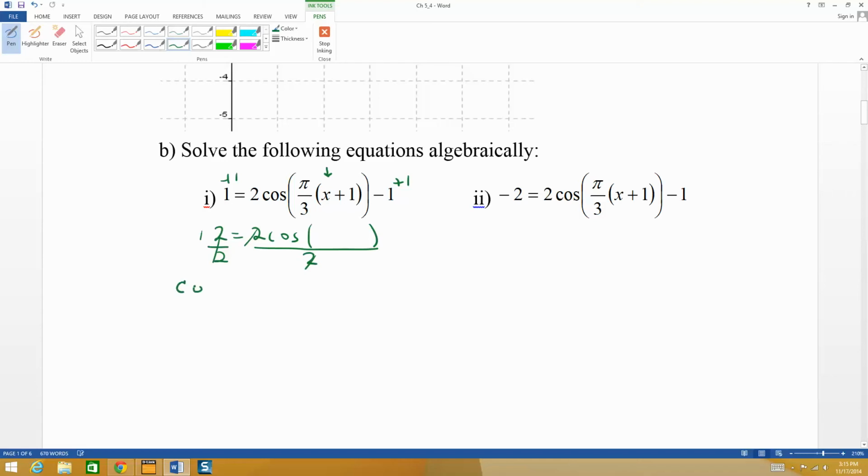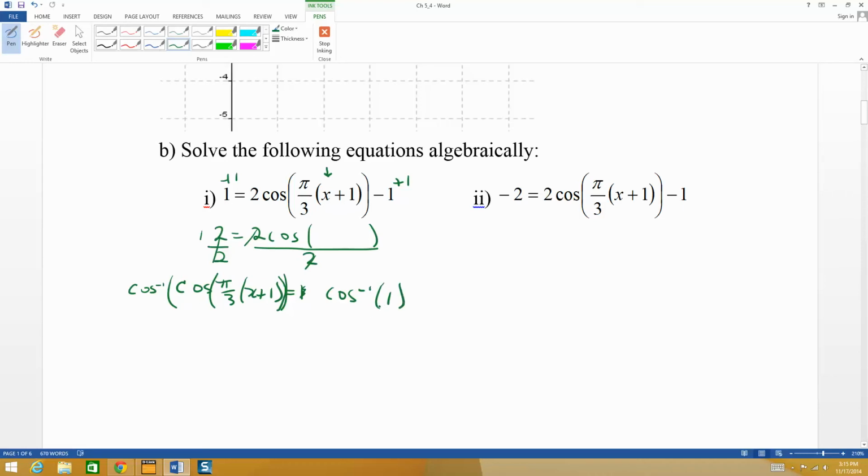So I'll write cos of pi over 3 multiplied by x plus 1 is equal to 1. I should really put a second set of brackets around there. Now in my order of operations, the thing I want to undo is the cos. How do you undo cos? You do inverse cos of both sides. I can even write it out: I'm doing inverse cos of this side, and inverse cos of 1 on the other.